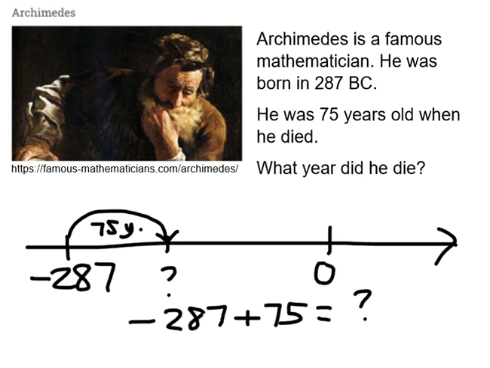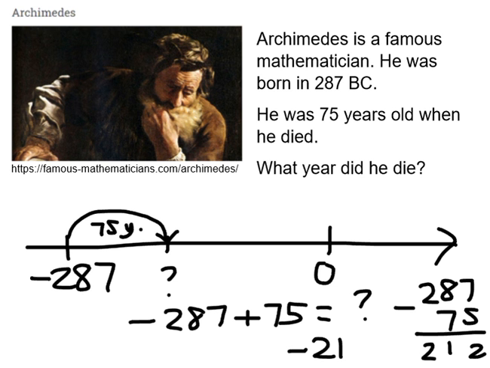So you see that I have more negative than positive. If you imagine your counters, you would have 287 red counters and 75 blue. So you have to find the difference between 287 and 75. What you can do is calculate it here on the side. So the difference would be 212. And because we have more red than blue, it would stay in the negative. So our answer would be negative 212.